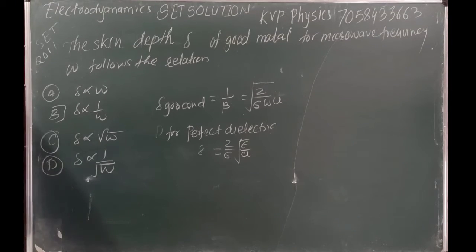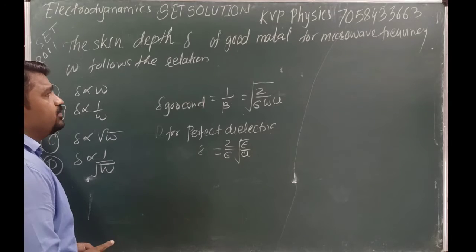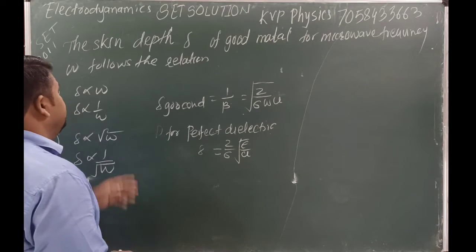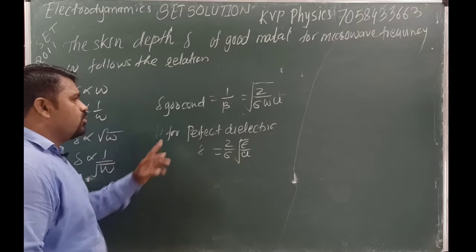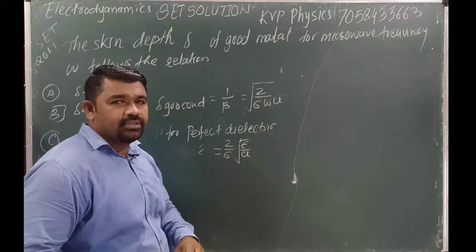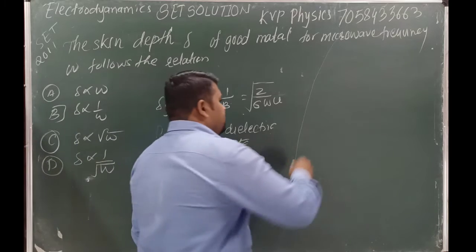Next question is related with skin depth. The skin depth δ of a good metal for a microwave frequency ω follows which of the following relations? For good conductor, 1 upon β, under root 2 upon σωε. What is meant by skin depth?